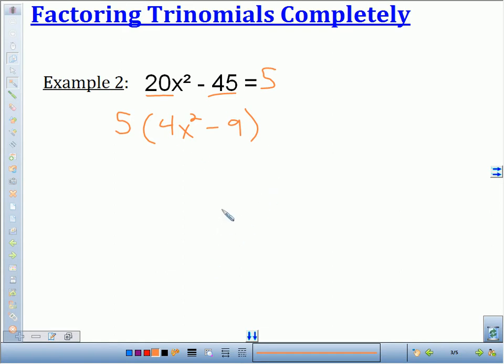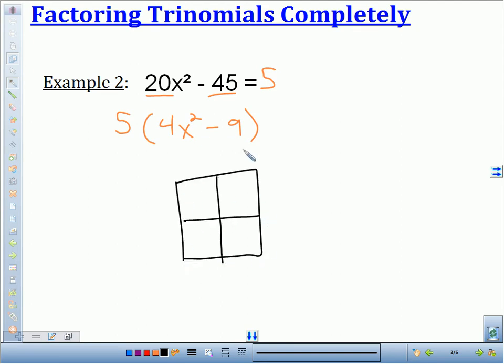And even though it's not a trinomial, I'm willing to bet that I could probably factor this. Now, what we need to keep in mind is that I do have a first term and a last term. First term is 4x squared, last term is negative 9. But you'll notice I don't have a middle term.